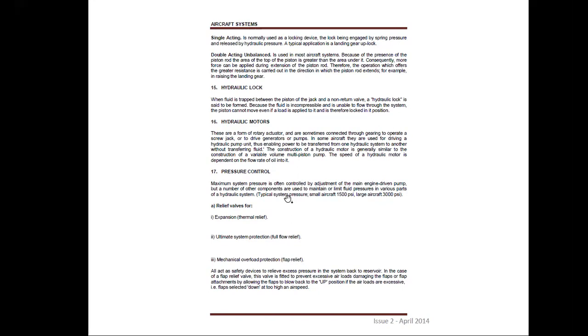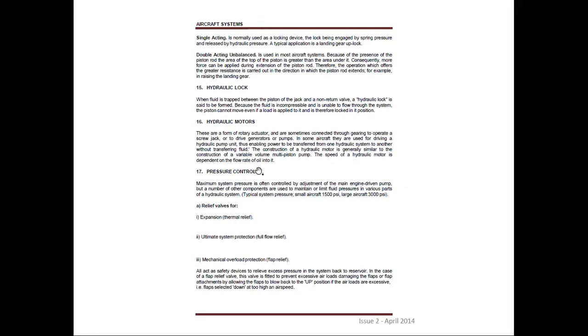Hydraulic motors. These are a form of rotary actuator and are sometimes connected through gearing to operate a screw jack or to drive generators or pumps. In some aircraft they are used for driving a hydraulic pump unit, thus enabling power to be transferred from one hydraulic system to another without transferring fluid.